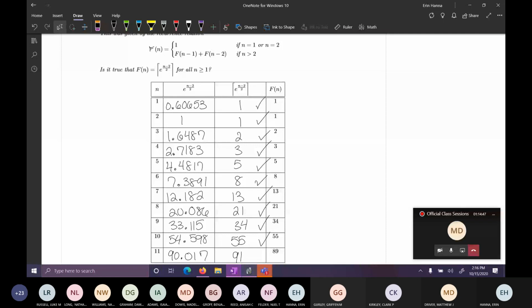So for clarity's sake, because it was asked, is it true? No. Since the ceiling of e to the 11 minus 2 over 2 is not equal to the 11th term of the Fibonacci sequence, in general, the Fibonacci sequence cannot be equal to that ceiling function.